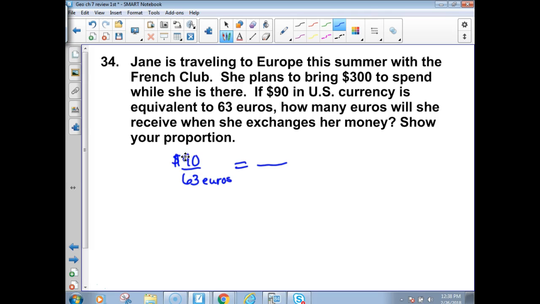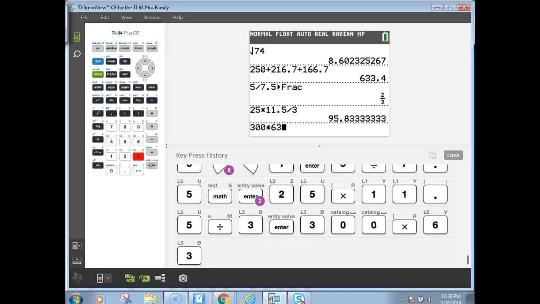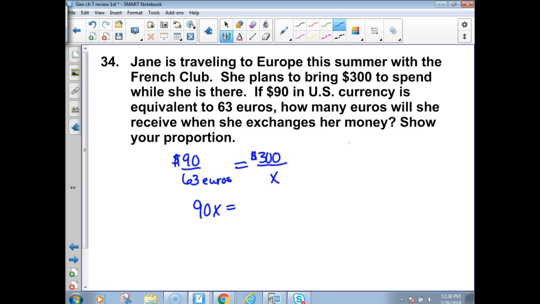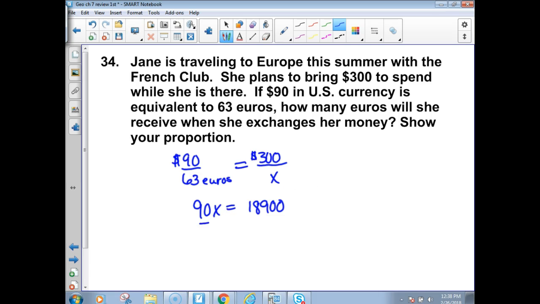So we're going to put $300 because it's dollars on top. We need things to be in the same position. And then we'll put x euros on the bottom. So we'll cross multiply and get 90 times x equals 300 times 63. So we can do 300 times 63, which gives me 18,900. Divide that by 90. And she's going to get 210 euros. So Jane's going to have 210 euros.